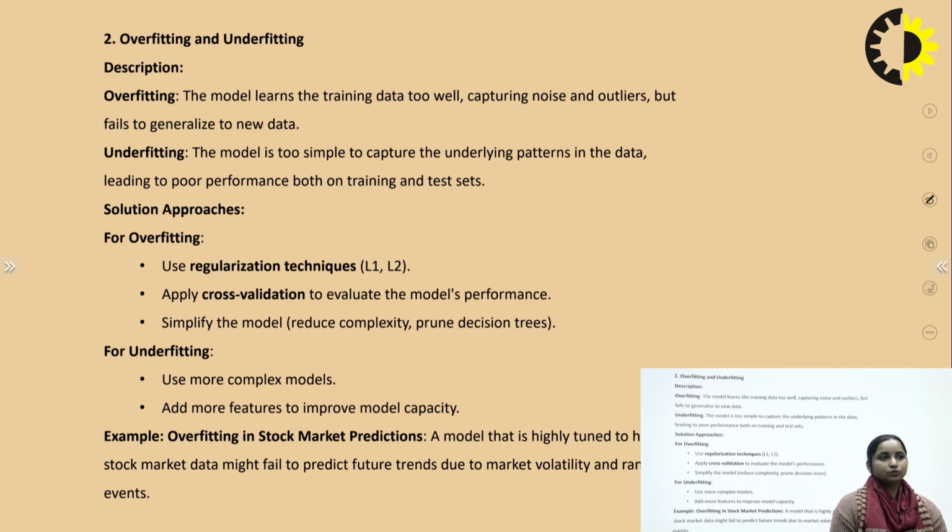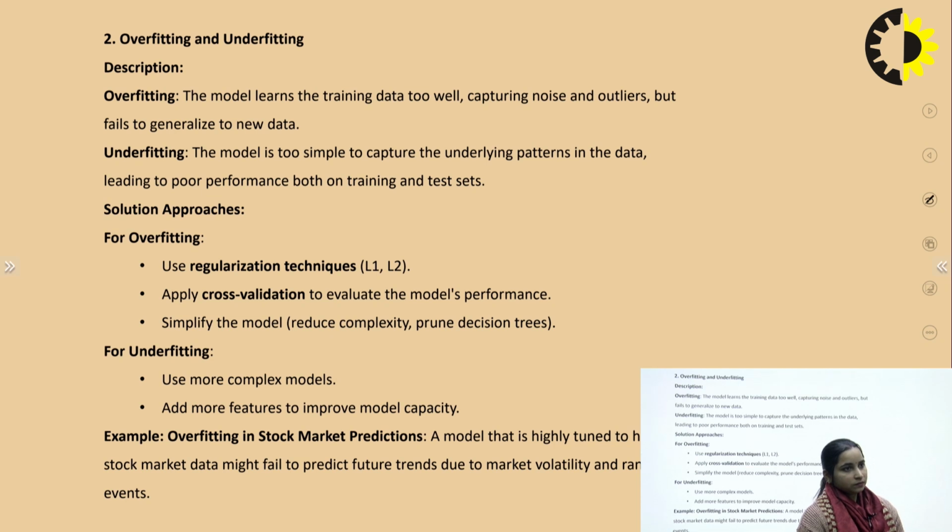It is to use the regularizing technique and also apply the cross validation to evaluate the model performance, then simplify the model, reduce the complexity or prune decision trees. And for underfitting, we can use the complex models, add more features to improve model capacity.